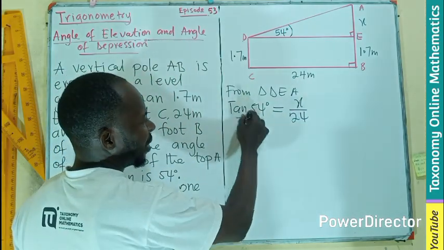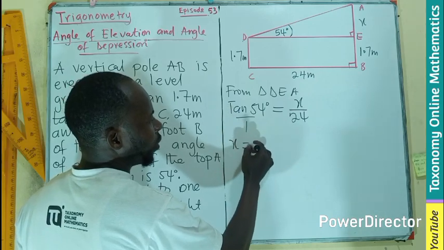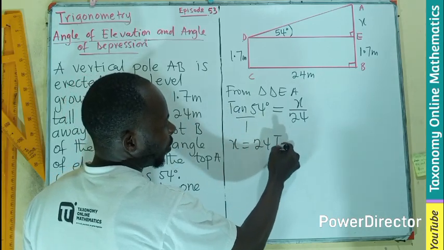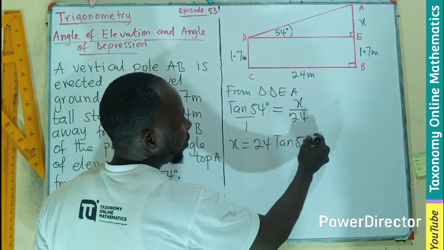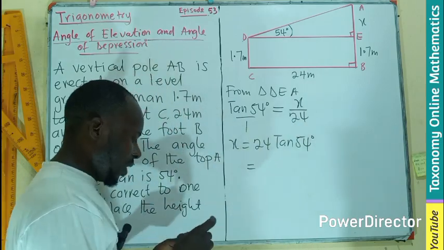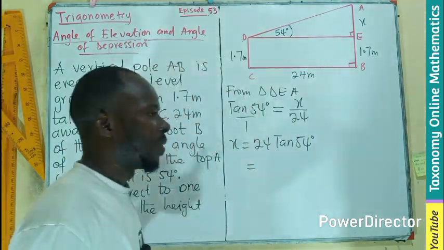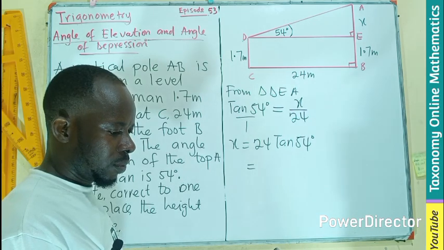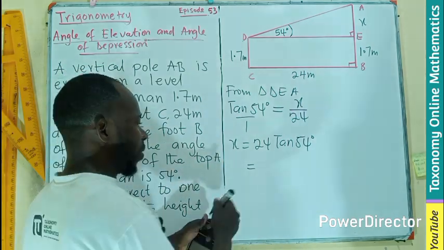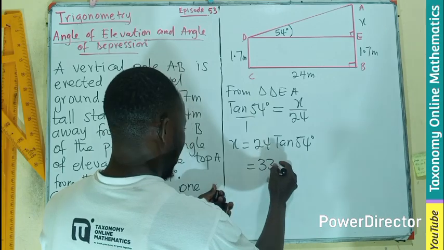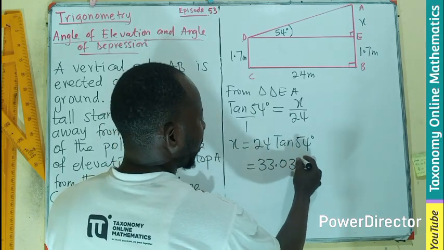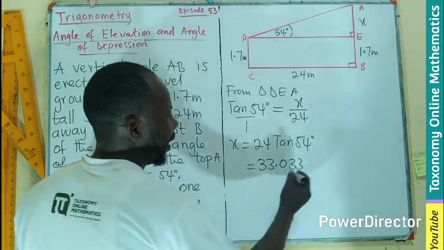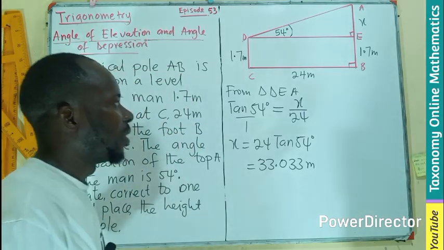What is next? You cross multiply. So X will be equal to 24 times the tan of 54 degrees. And we can find that on our calculator. That should be giving us something like 33.033. And that will be in meters, if I'm going to 3 decimal places.